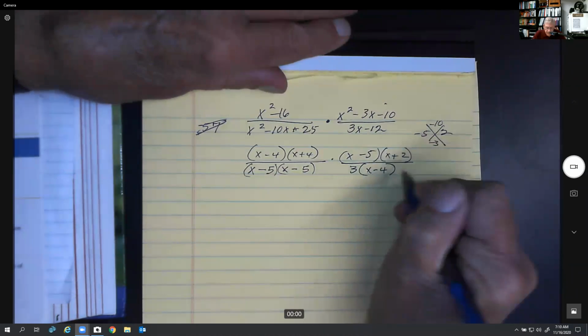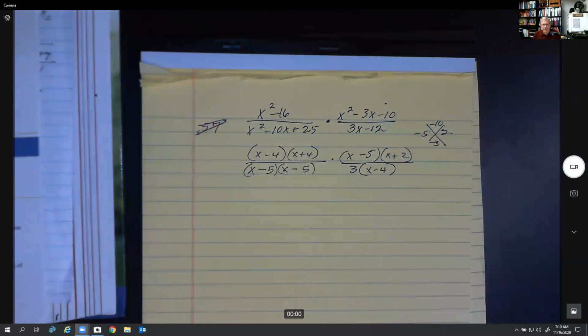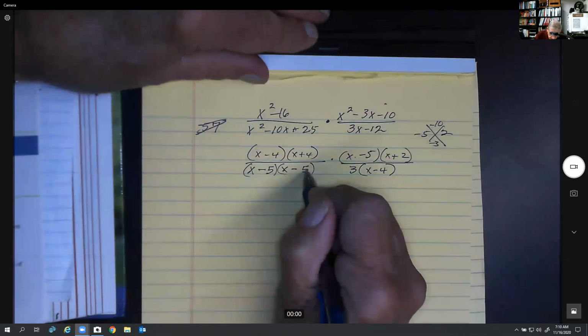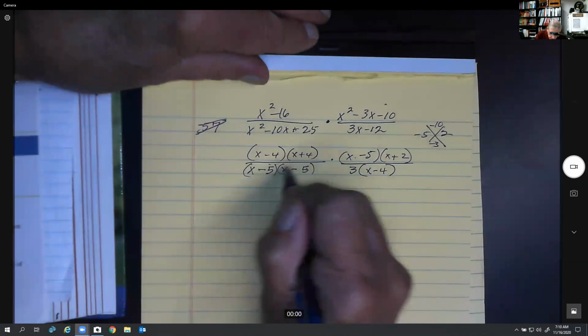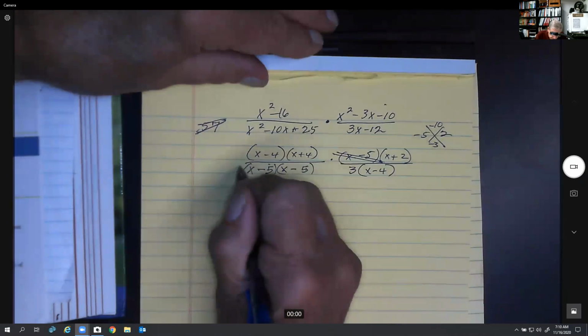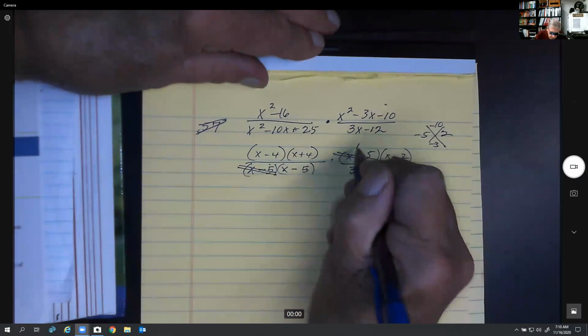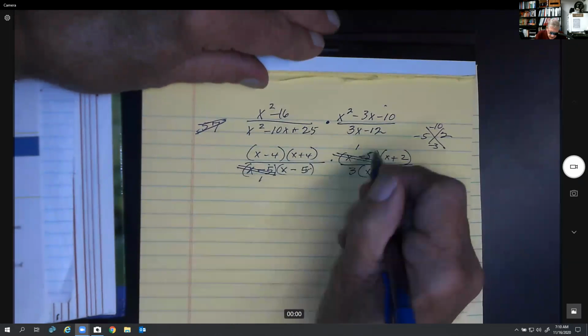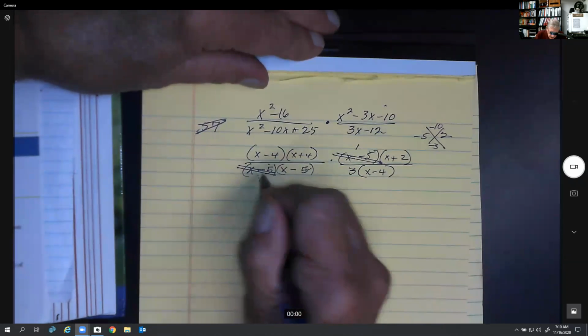And this is where the fun begins. Now that the problem's all factored, we can start to cancel. This x minus 5 is going to cancel off one of these. It doesn't matter which one. X minus 5, something on the top, something on the bottom. I can't cancel these two terms off with each other. There has to be a numerator and denominator.